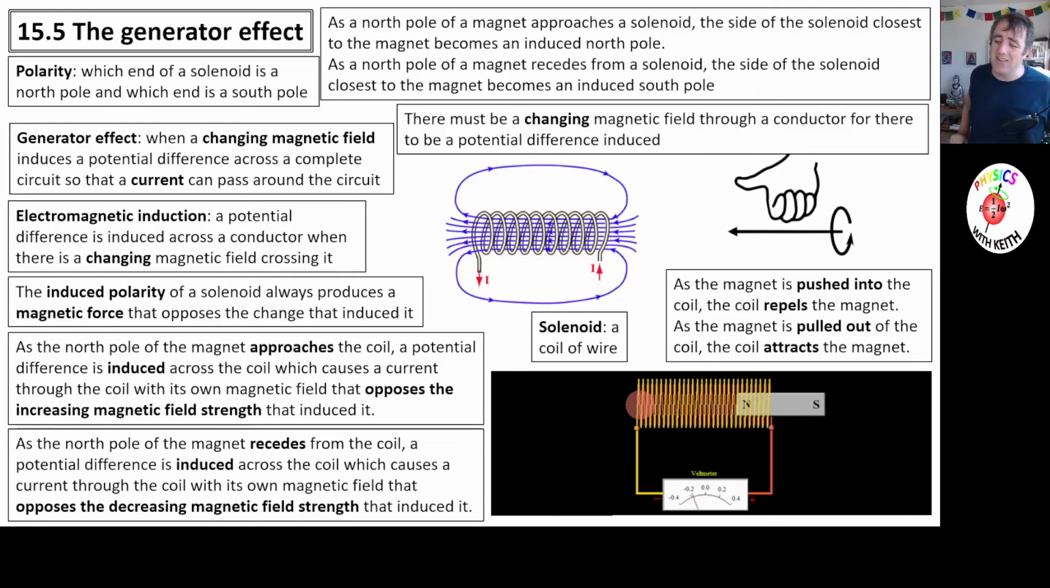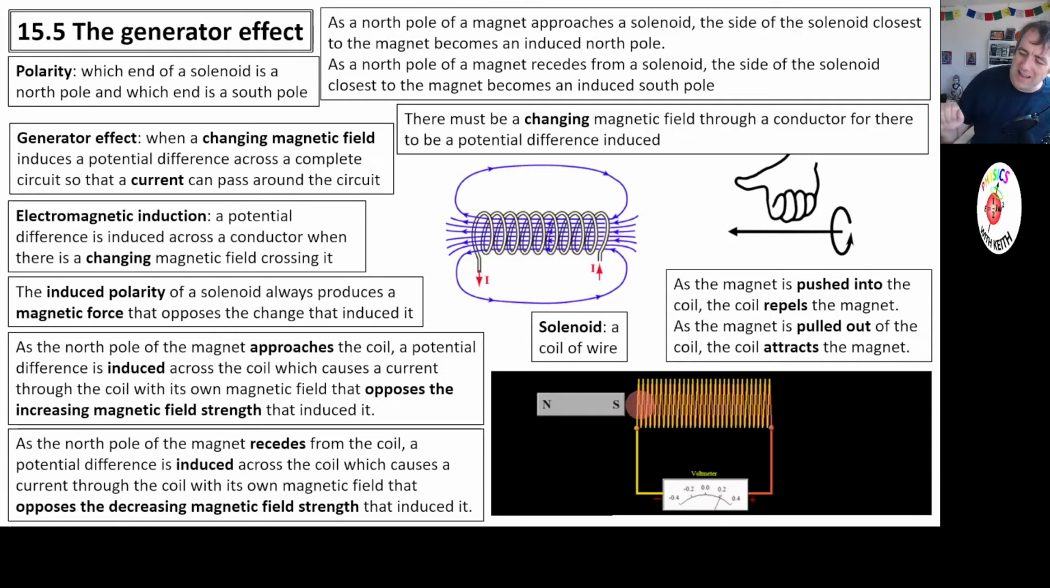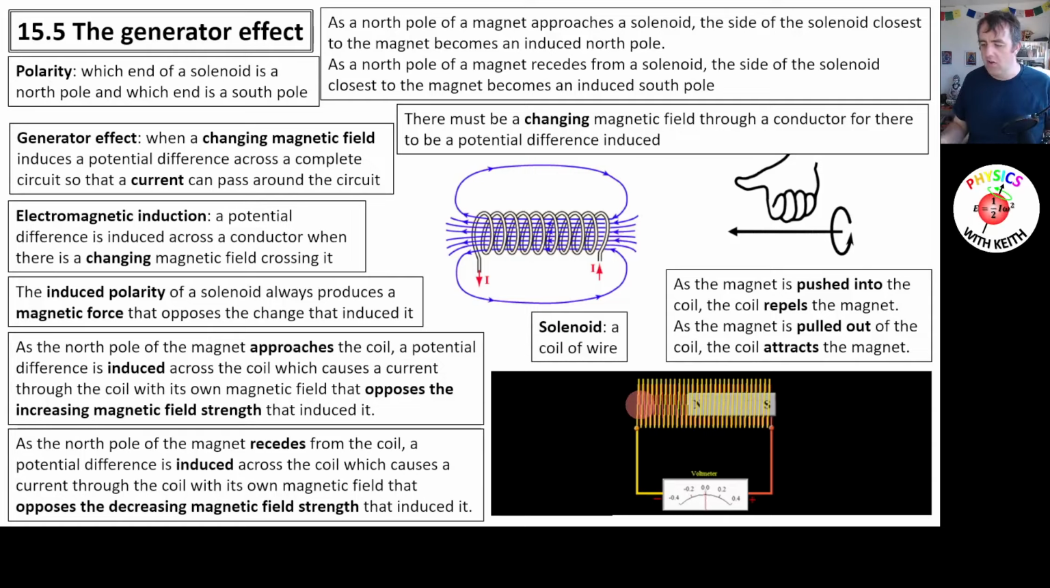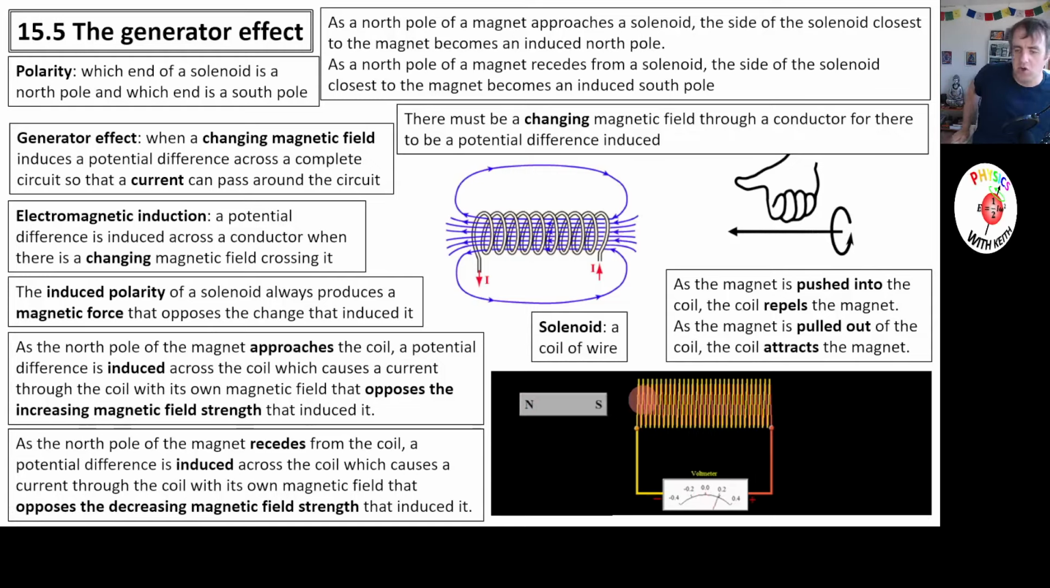But as soon as I connect this solenoid in such a way that there is a current, and there isn't in this picture, it's connected to a voltmeter. Voltmeters have infinite resistance, or near enough, so there's no current that flows through them. But if instead of a voltmeter I had a lamp in this picture on the bottom right, then as I push the magnet in, the solenoid is going to have a south pole induced on the side closest to the magnet, to oppose that motion.